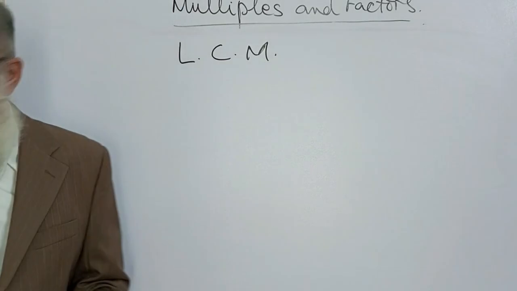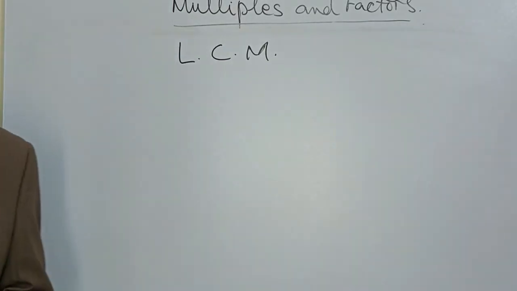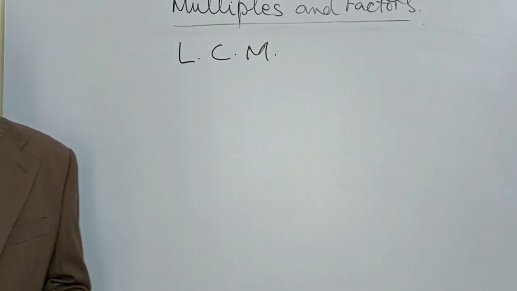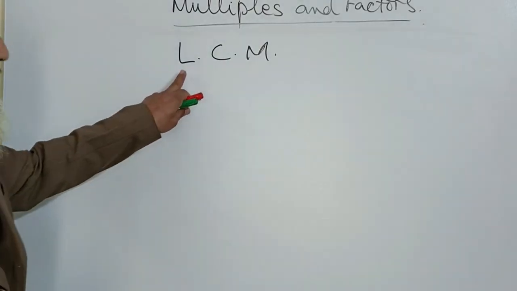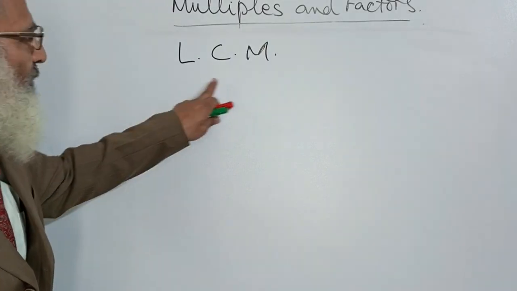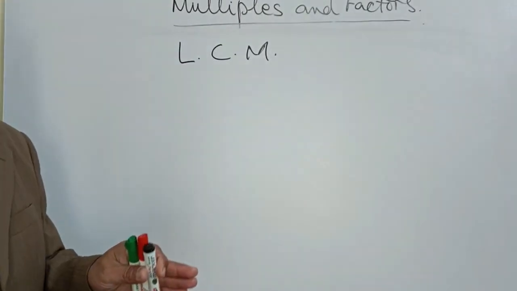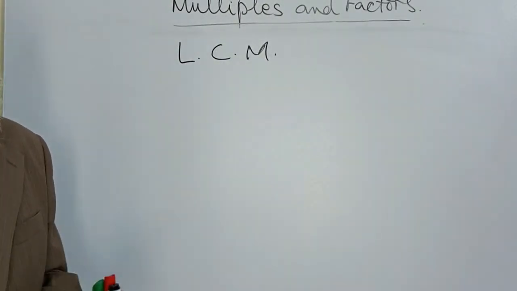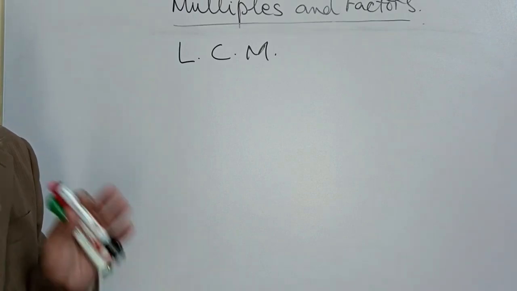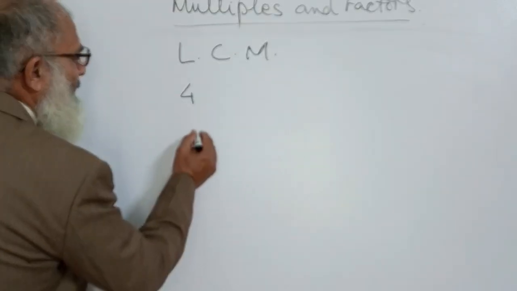So what is LCM in fact? The LCM is the lowest common multiple of two or more given numbers. Now there is another word written over here, and that is lowest. That means we have to find the lowest common multiple of some given numbers. That may be 2, or 3, or 4, and so on and so forth. For example, if I write 4 over here and 6.